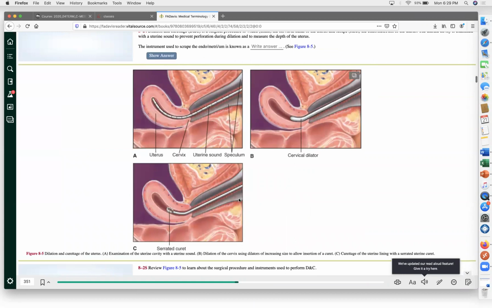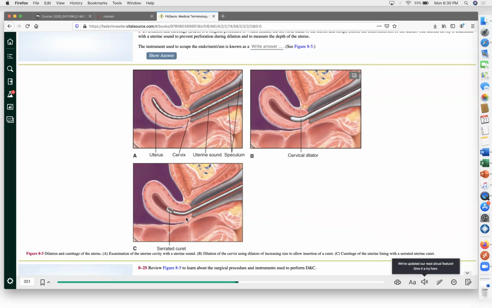Here, D&C, also known as dilatation and curettage. You take this big tube called a dilator, or a cervical dilator. It opens all of this up, and then this is your speculum, which also keeps the vaginal canal open. You see here, there's a serrated spoon that's very, very sharp, and that could scrape out the endometrial lining of your uterus. Now, we do that for diagnostic purposes.